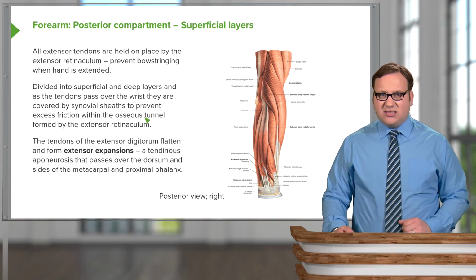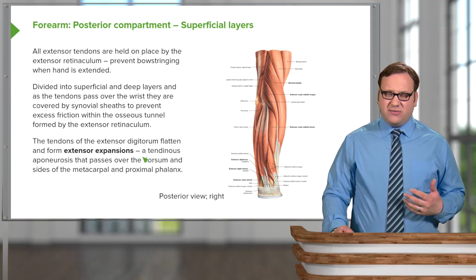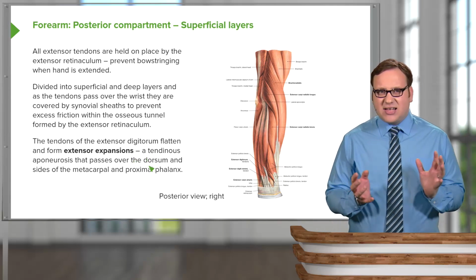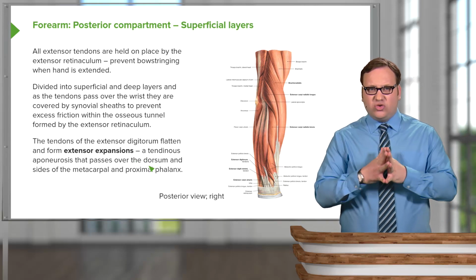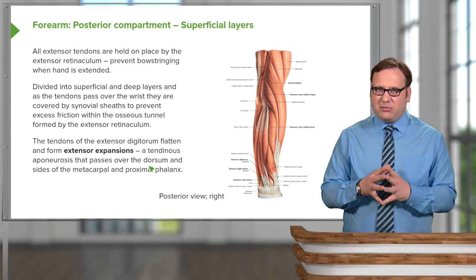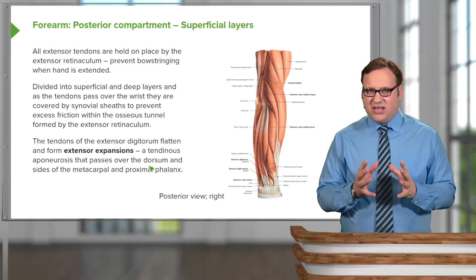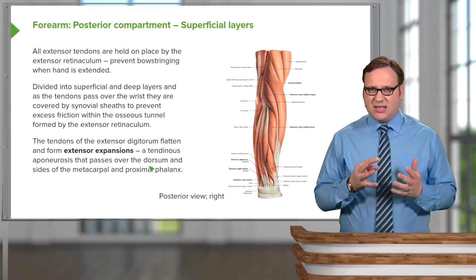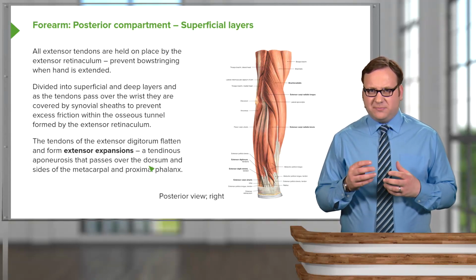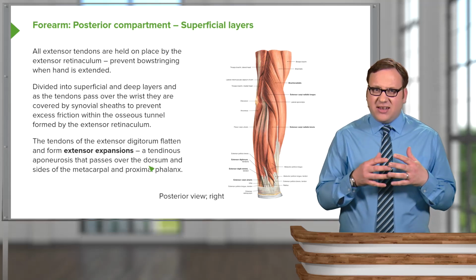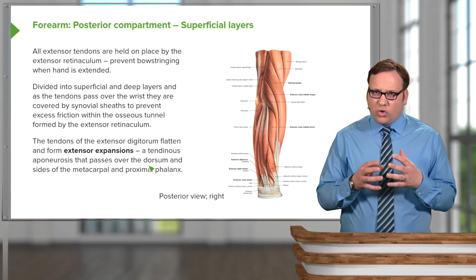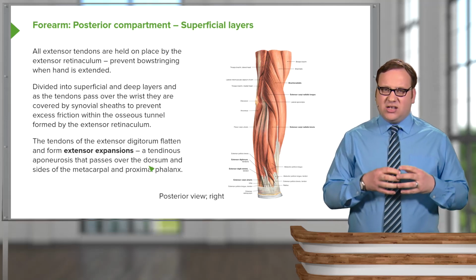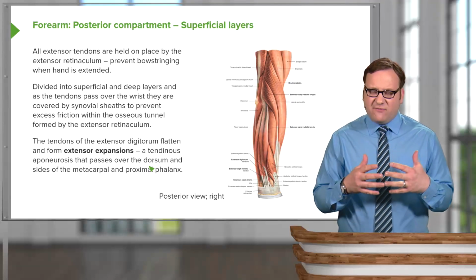The tendons of the extensor digitorum flatten, as I mentioned previously, and form these extensor expansions. These are tendinous aponeuroses that pass over the dorsum and sides of metacarpal and the proximal phalanx of each digit. So instead of attaching directly to a phalanx, a distal, a middle, or a proximal, they blend with this tendinous aponeurosis that lies on the dorsum and the sides of the metacarpals and proximal phalanges, so that the tendons actually just blend with this aponeurosis.